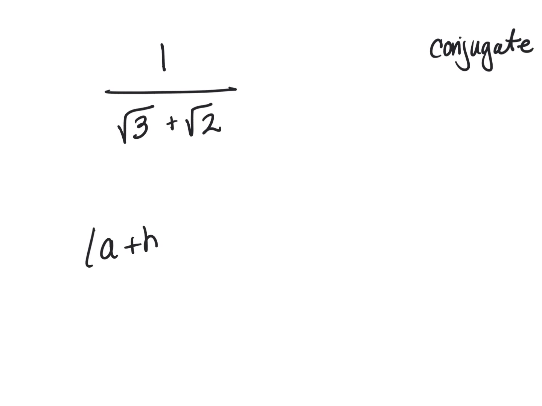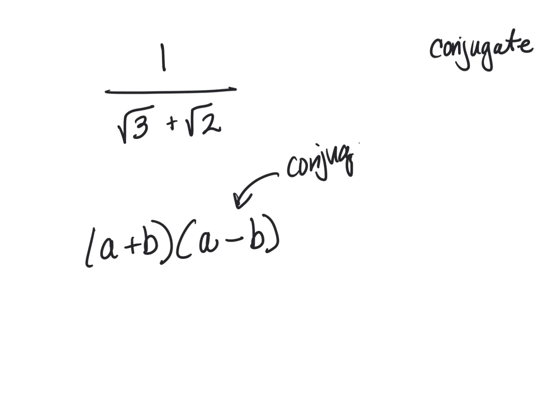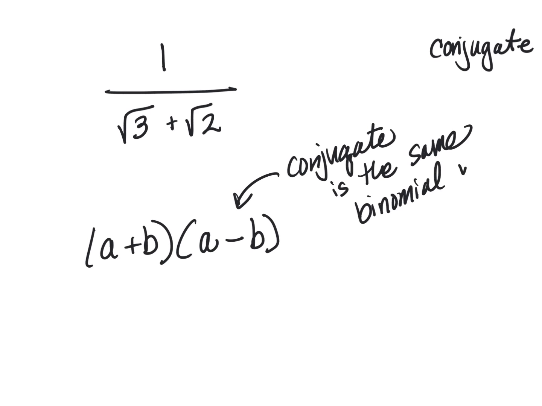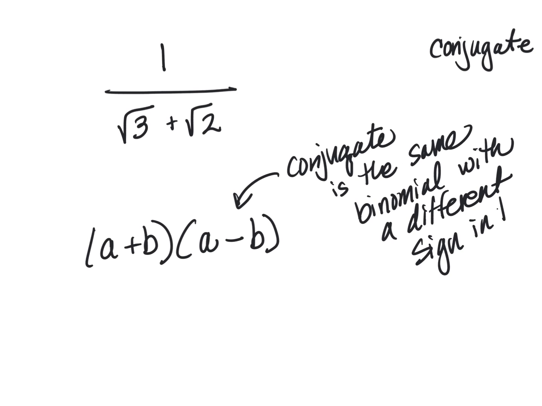So if I want to get rid of this, I actually have to pull something out of my Algebra 2 class called the conjugate. And what that says, if I have any two numbers, a plus b, and I multiply them by their conjugate, which is a minus b, is the same binomial, two-term, with a different sign in the middle.